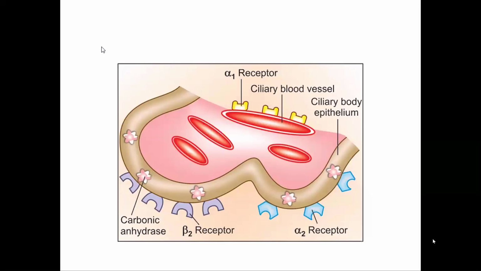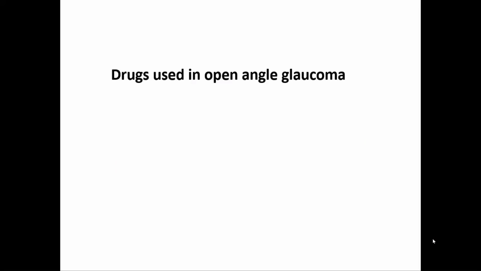So we were talking about the drugs. You know that there are two different types of glaucoma, open-angle glaucoma and closed-angle glaucoma. We are talking about open-angle glaucoma. In open-angle glaucoma, the aqueous humor is produced via the ciliary epithelium.